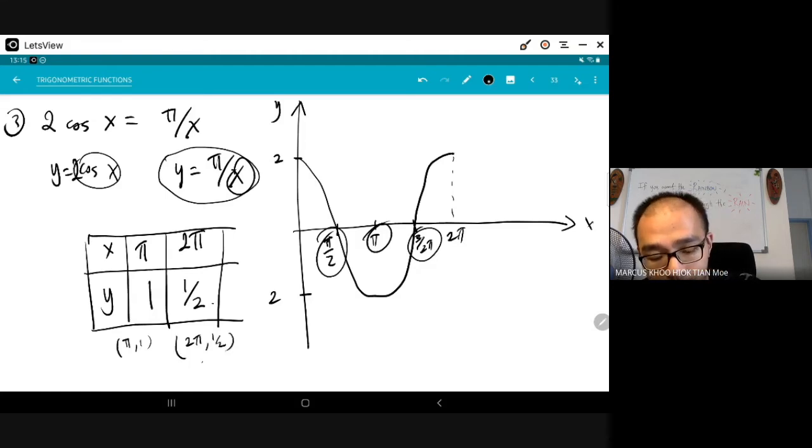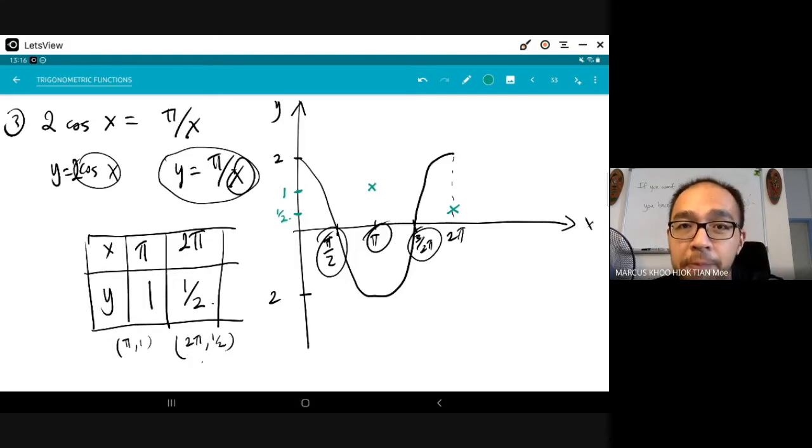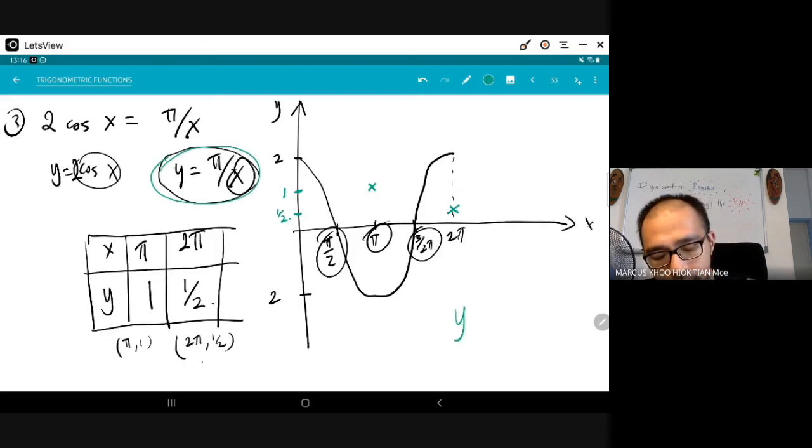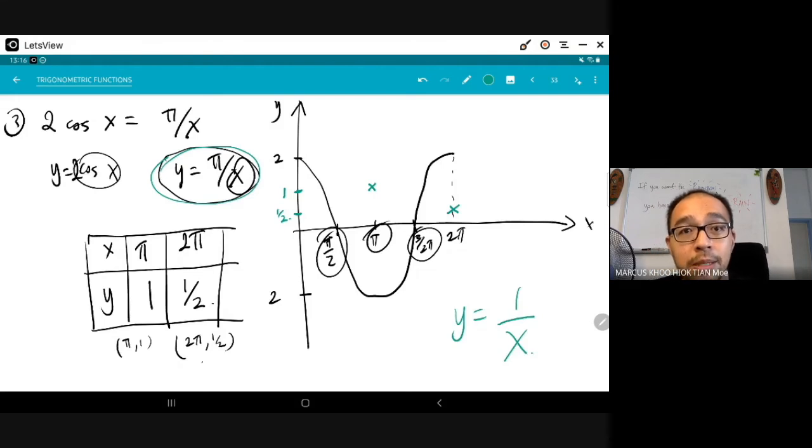Okay, let's mark it out lah. So let's say if this is 2, so here is 1, and so here is half. Okay, so we have pi and 1, which is here, and we have 2 pi and half, which is here. Okay, so far so good. So this is where some of you might find this a little bit complicated. This is a situation where the graph is not a straight line, because of the way the graph is. Okay, do you remember in Form 4, what is this kind of graph? Apa nama graph ini? Do you remember? Y equals to 1 over x.